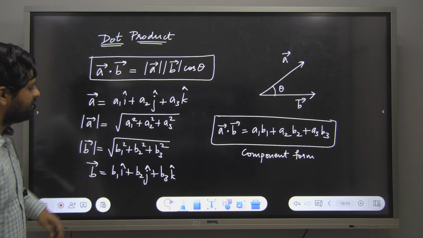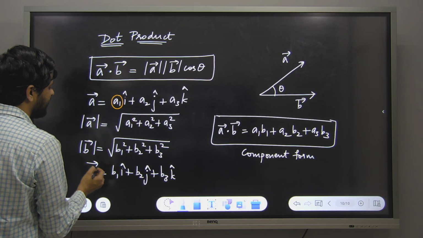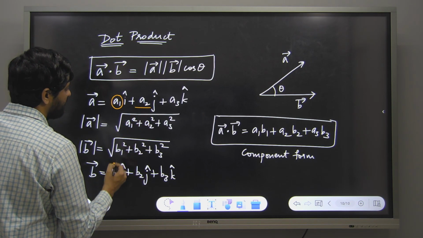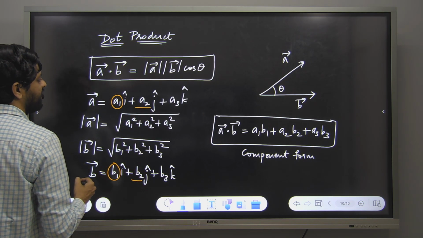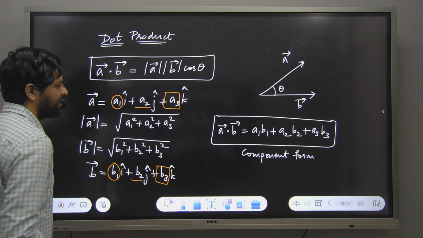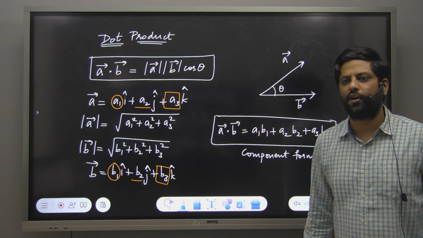I multiply the x component. If you observe, I multiplied the x component of vector A with the x component of vector B, the y component of vector A with the y component of vector B, and the z component of vector A with the z component of vector B. That is how we get the answer in the component form.